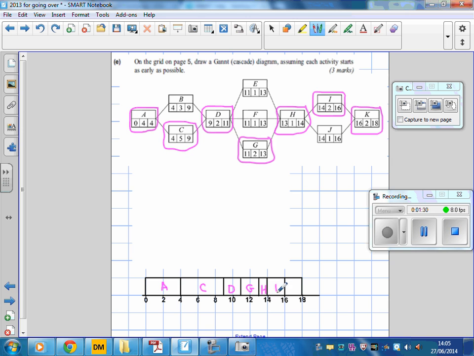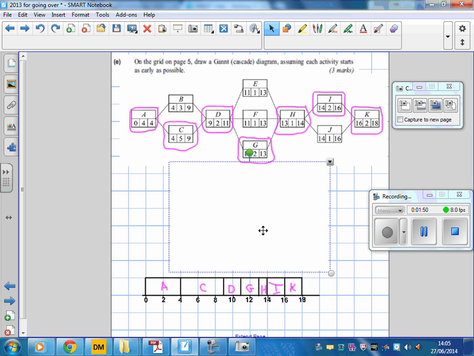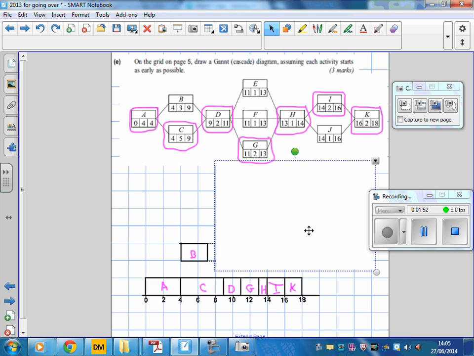I and next K. Now we've still got some activities left over once we've done the critical path along the bottom, and they can just be put a little bit higher up. So I did B first of all. Now B starts at 4 and it lasts for 3 weeks, which means it's going to actually finish at 7 units into the project.